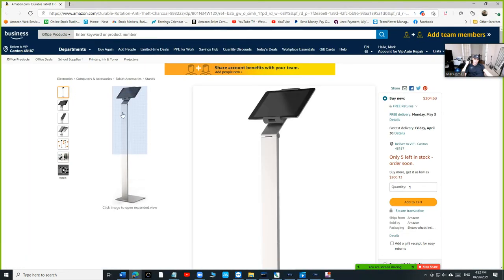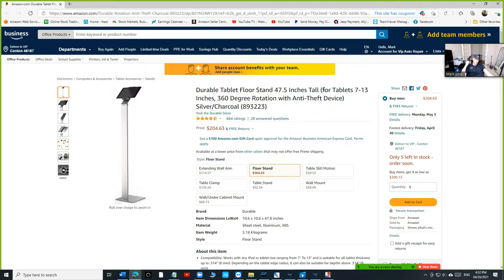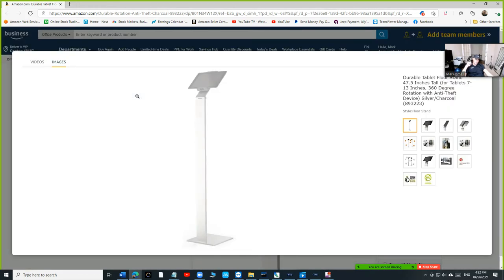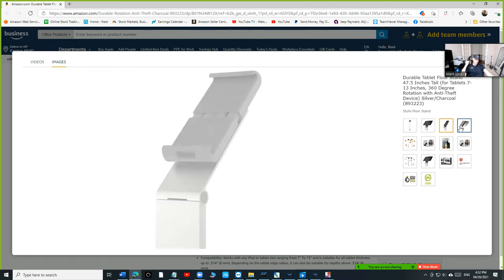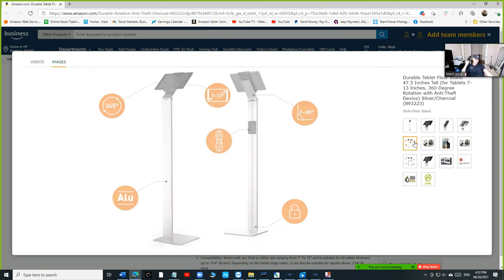This is how it looks. It looks fantastic. You gotta make sure, because this tablet supports 7 to 13 inches. The one that I bought only supported 10 inches, so I had to do modification, and it was horrible. This one, it fits right in. You can put the Surface Pro on it and lock it so they cannot steal it. And it looks fantastic.